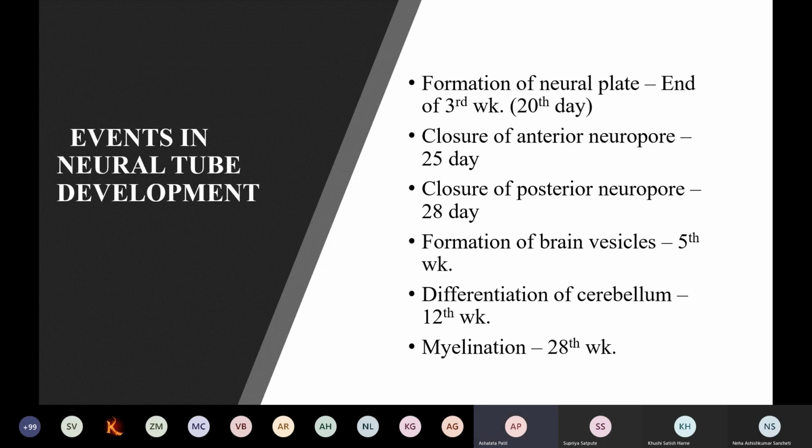So these are just milestones in the development of the neural tube. The neural plate forms at the end of the 3rd week, that is the stage of neurulation. Closure of the anterior neuropore, 25th day. Closure of the posterior neuropore, 28th day. Formation of the brain vesicles, 4th and 5th week. Differentiation of the cerebellum, 12th week. And myelination of the nerves starts by the 28th week.